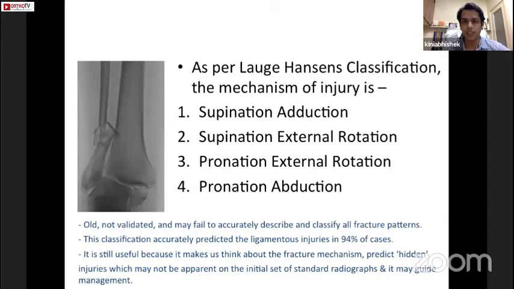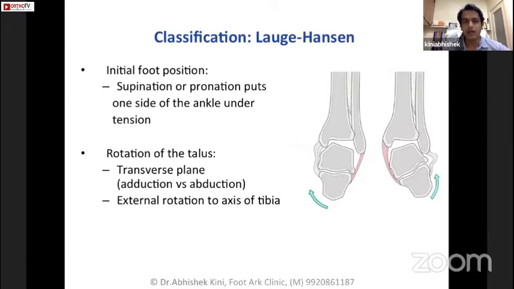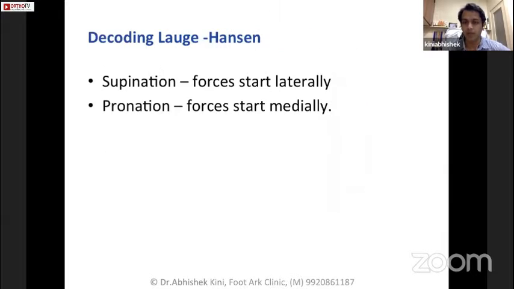According to the Lauge-Hansen classification, there are 4 types: supination adduction, supination external rotation, pronation external rotation, and pronation abduction. The terminologies supination and pronation depend on the position of the foot as it rotates around the subtalar joint, and the initial position of the foot, supination or pronation, puts one side of the ankle under tension. The rotation of the talus in the transverse plane gives you the adduction or the abduction, and the external rotation is about the axis of the tibia. In supination, the force starts laterally, and in pronation, the force starts medially, so the deltoid and the medial malleolus start getting injured first.